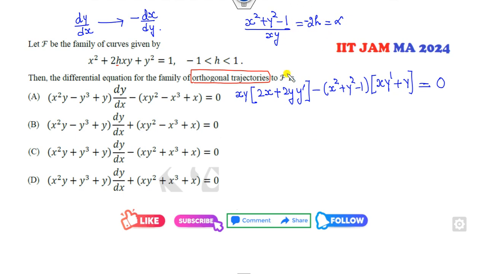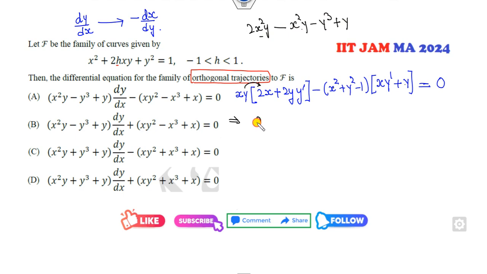Fine. Now I can make the pair. The first term is a constant term. So what are the constant terms? That means independent of y dash. So it is 2x square y. Fine. It is minus x square y minus y cube plus y.